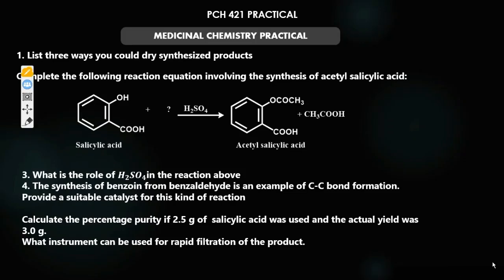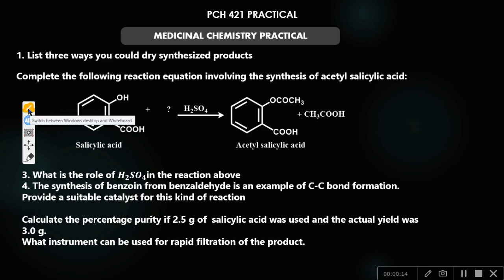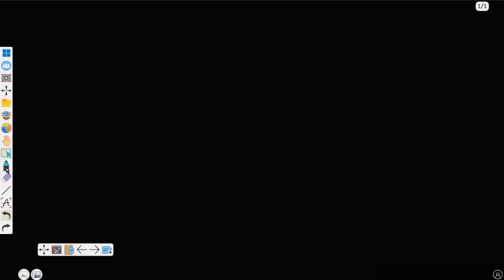All right, so we are going to look at the medicinal chemistry practical, and this will be the second practical. Now, the question says, list 3 ways you could dry synthesized products in the laboratory. I'm answering question 1. One of the ways you can dry synthesized product is air drying it. You can actually use air to dry them. Air drying, you should just list.